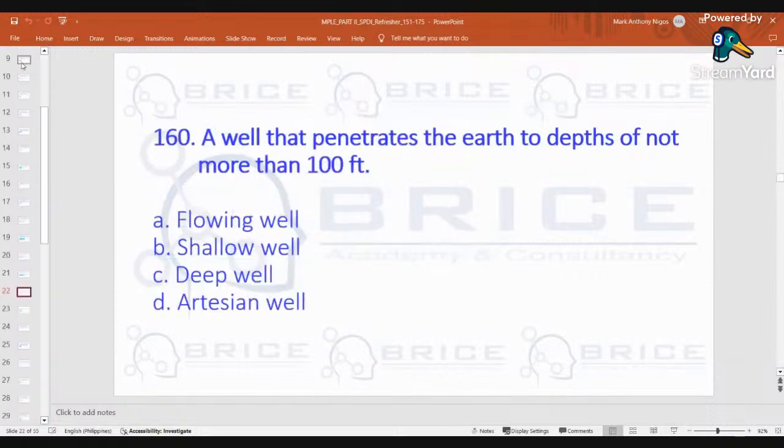160. A well that penetrates the earth to depths of not more than 100 feet. A. Flowing well. B. Shallow well. C. Deep well. D. Artesian well.